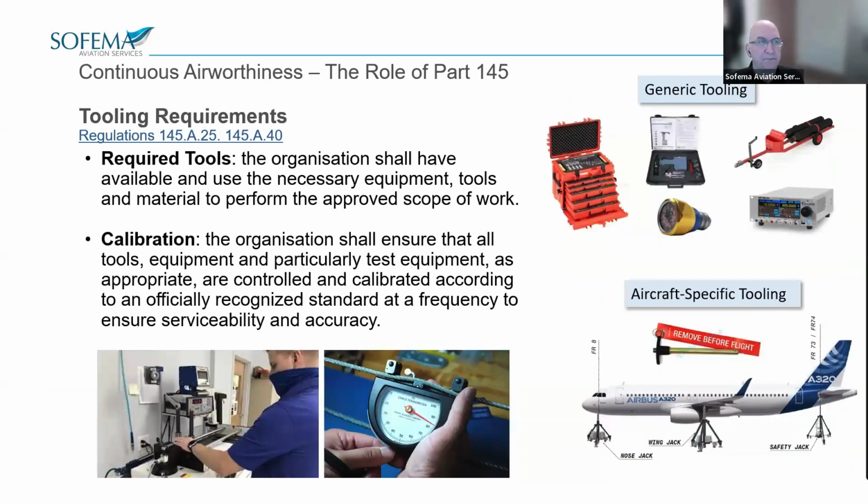Tooling requirements. The organisation needs to stock up on all the necessary tools to maintain the types of aircraft that it's approved to do so. When a manufacturer specifies a particular tool or equipment, the organisation will have to use that tool or equipment unless the use of alternative tooling or equipment is agreed by the competent authority via procedures specified in the exposition.